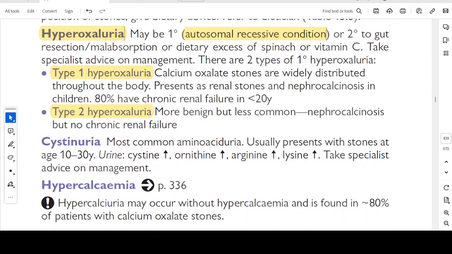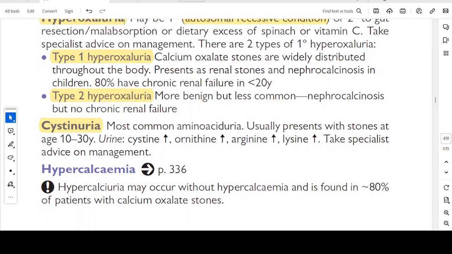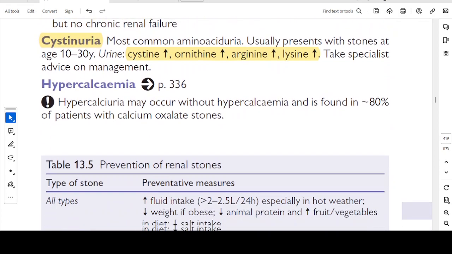Cystinuria. Most common amino aciduria, usually, because cystine is an amino acid, right? Most common amino aciduria, usually presenting with stones at 10 to 30 years of age. Urine cystine content is more, ornithine content is more, arginine content and lysine content is more. So urinary amino acids are more: cystine, ornithine, arginine and lysine. Take specialist advice on the management of cystinuria.